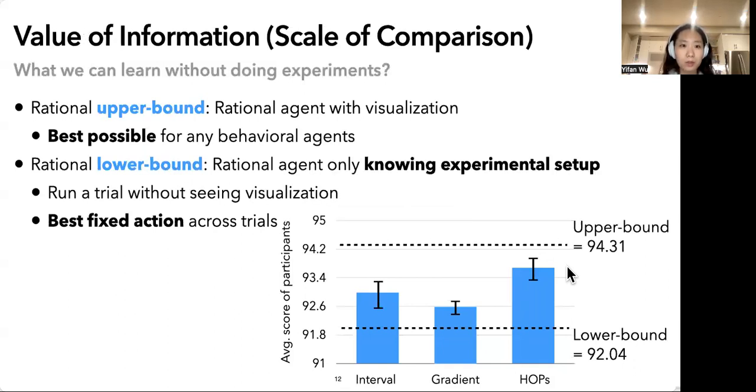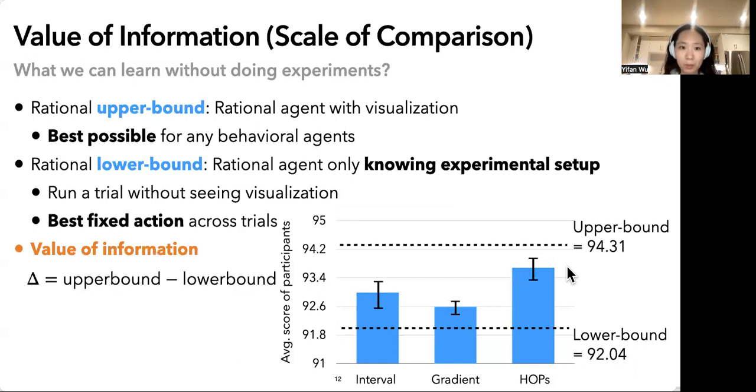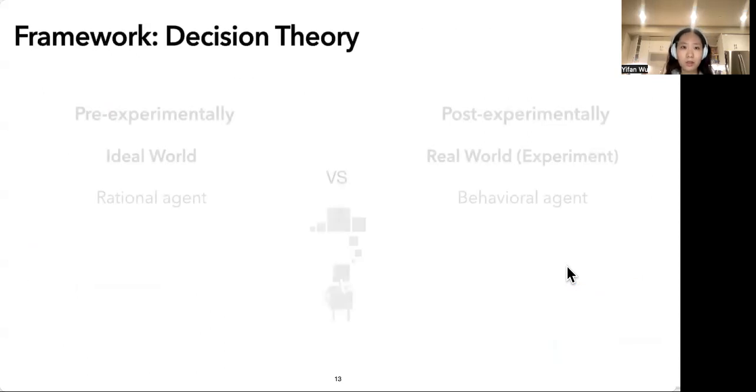So now by looking at the upper bound and lower bound, we get a sense of the scale for comparison. And this is the value of information in that visualization. That is the improvement in payoff by using the visualization. So the value of information is the difference between the upper bound and lower bound. And it's around 2 within the total scale of 100 payoff. So that's the main idea of our framework.